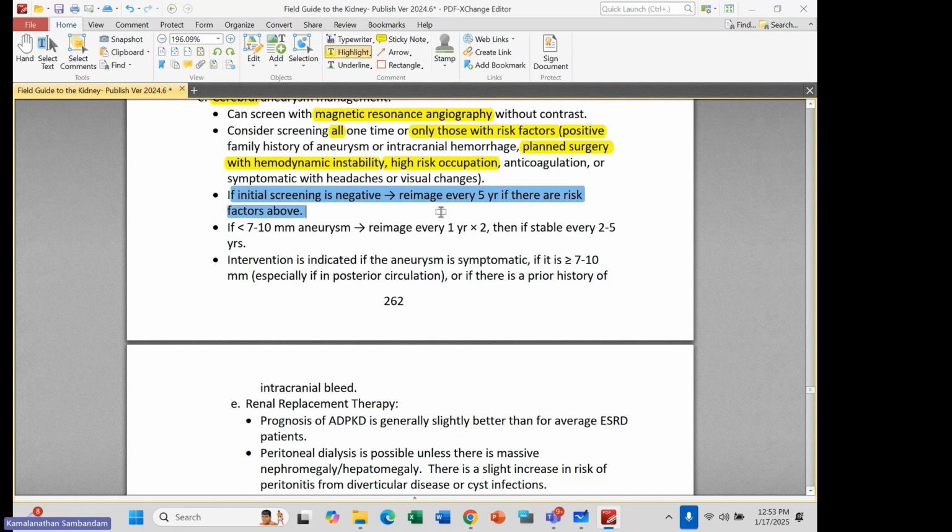Whether to re-image is kind of weak data, but some might say, okay, go ahead and re-image in another 5 years if you're an airline pilot, right? But I think if you have no family history and none of these other modifying considerations, if you've done it once, you're pretty much done. I don't do it every 5 years.